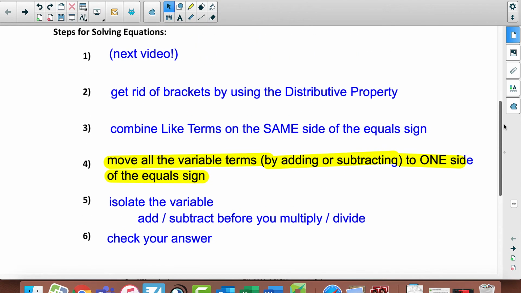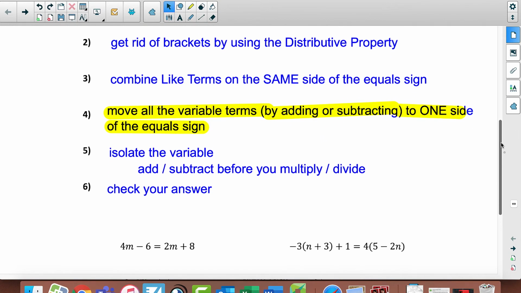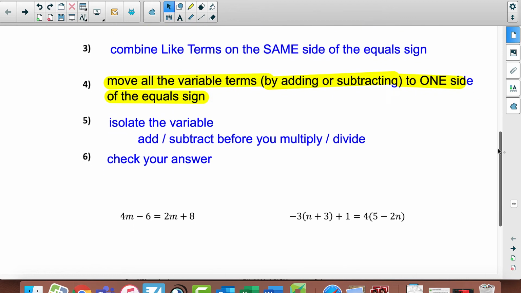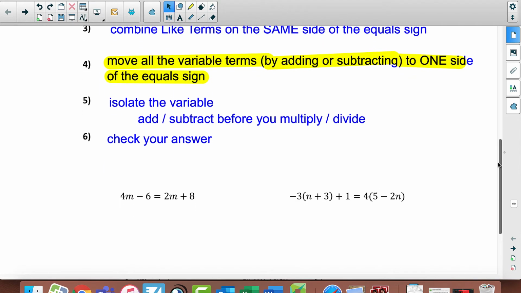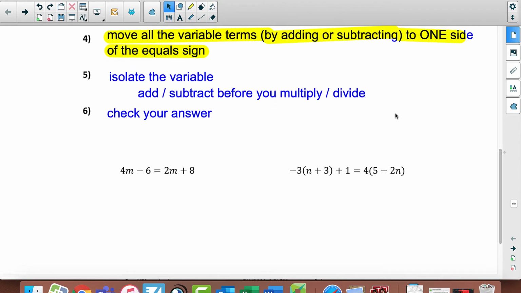First one, step 1 we're not doing. Step 2, get rid of brackets. We don't have any brackets in that question. Step 3, combine like terms on the same side of the equal sign. So let's do that first. First of all, I'm going to look on the left. I'm just going to look at this side first. Can you combine anything there? No, there's nothing to combine. Those are not like terms.